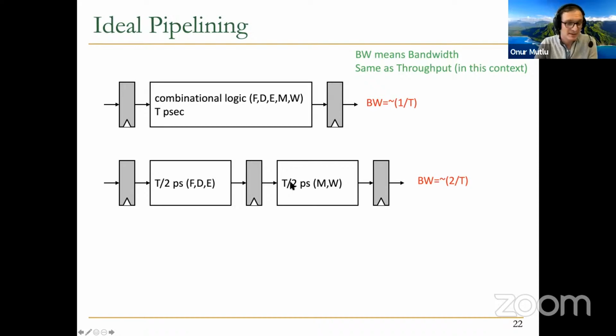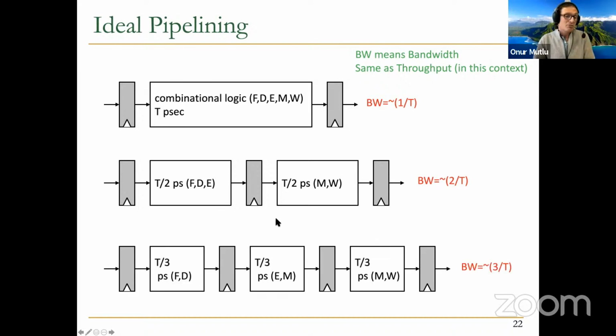This is not going to happen in an instruction pipeline, because even if this is t over 2 and t over 2, remember, we have sequencing overhead. So we're going to get back to that. So your throughput is not going to be 2 over t potentially. Even if it's 2 over t, your latency is going to increase, right?